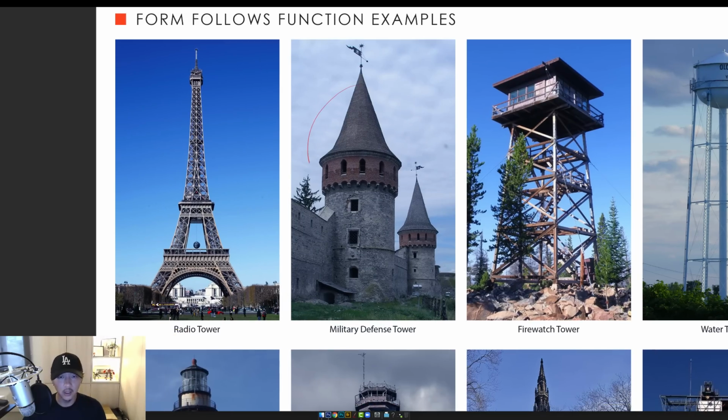Military defense towers, right? The castles. So why are they towers? Because they need to be higher up so they can see the enemy, and two, it's easier to attack the enemy, and three, it makes the enemy hard to climb up to you. So their purpose for being a tower is different than a radio tower, but they're both towers, right? So look at, they have little tiny windows on them so enemies can't shoot inside of them, right? So all function driven. Again, we have to stress the word function.